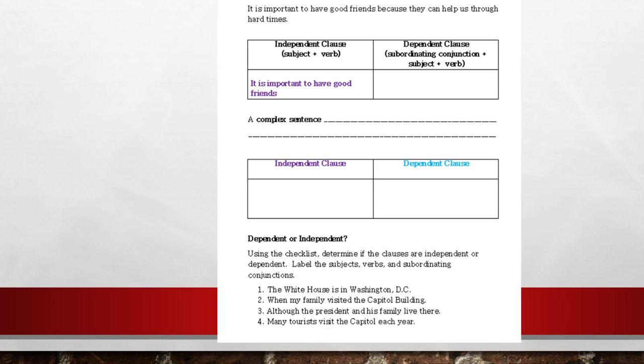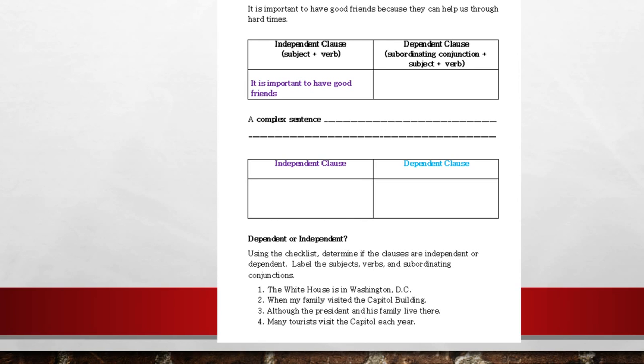When you're independent, you can stand on your own. So just like with our sentences, if they can stand alone and they don't need anything else to make them complete, they are independent. So it is important to have good friends. That is an independent clause.